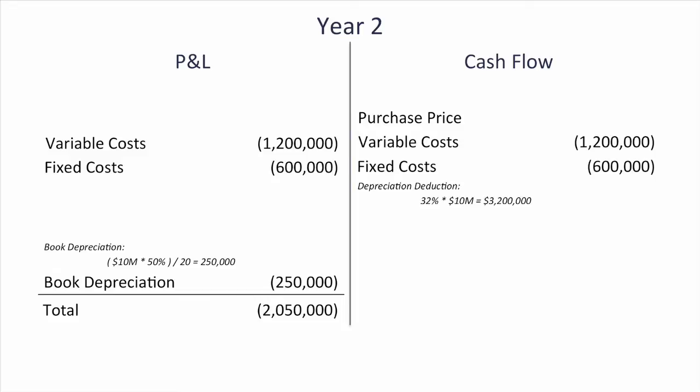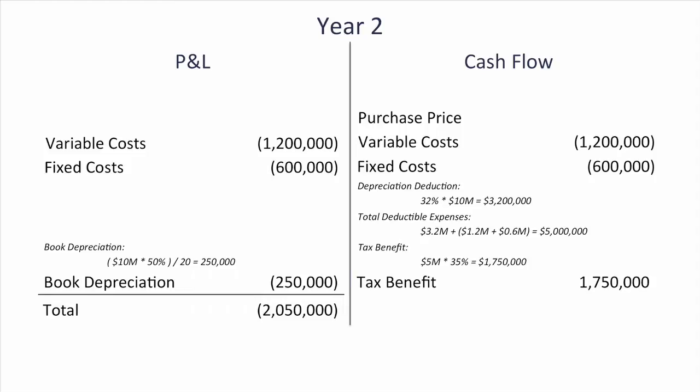The tax impact will also be different because in year 2, you've got a 32% depreciation rate where you can add the variable cost and the fixed cost. So in year 2, the total deductible expenses will be 5 million. The tax benefit will be 35% of those 5 million, which is 1.75 million. So at the end of year 2, if you sum all those numbers, the cash out will only be $50,000.